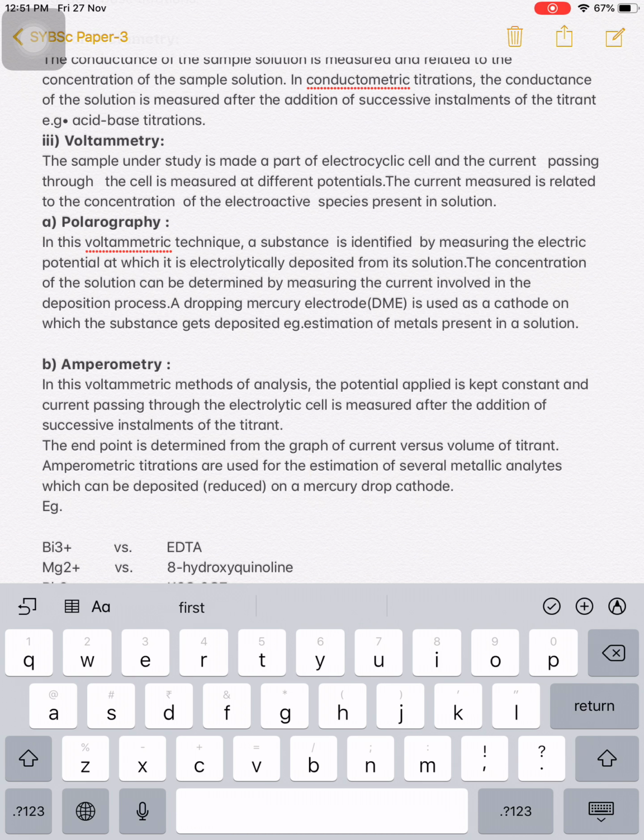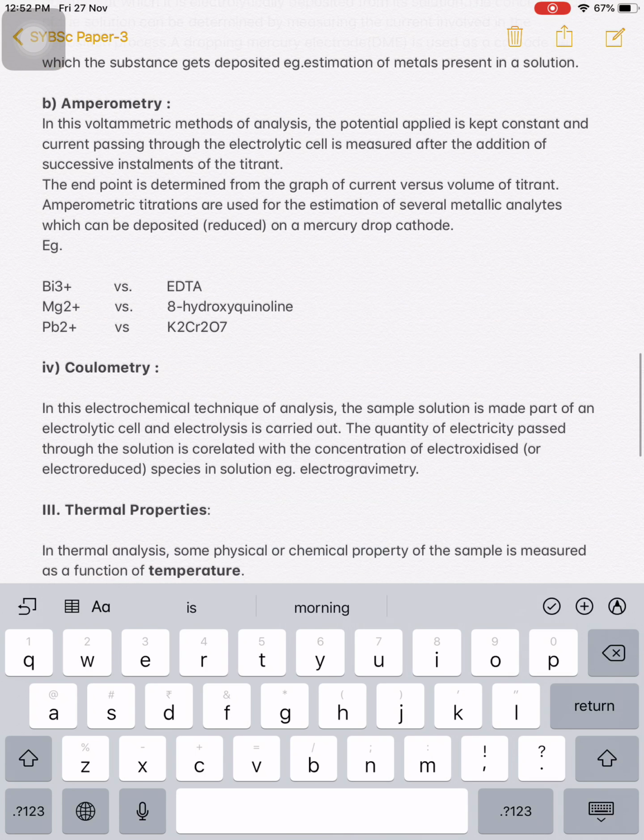So these two, the polarographic method and the amperometry method, are both voltammetry methods. In voltammetry, the sample under study is made a part of an electrolytic cell, and the current passing through the cell is measured at different potentials. The current measured is related to the concentration of the electroactive species present in the solution.